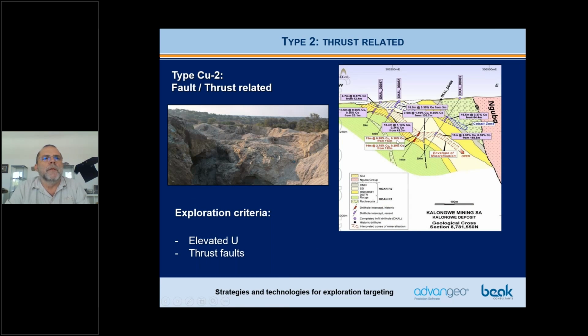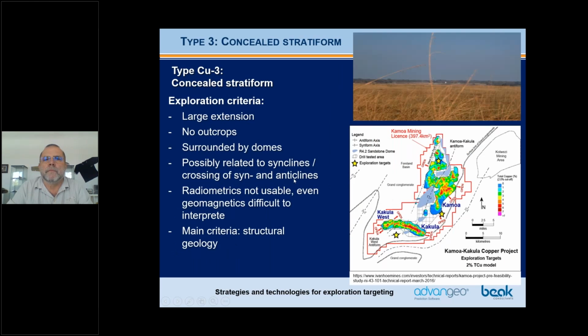Another type is thrust related. They also crop out, but they are very narrow, having a long stretching along these thrust faults, but outcropping. This is an example of a mine mined decades ago, and now underwent a new exploration targeting the follow-up of the ore bodies along these thrust faults.